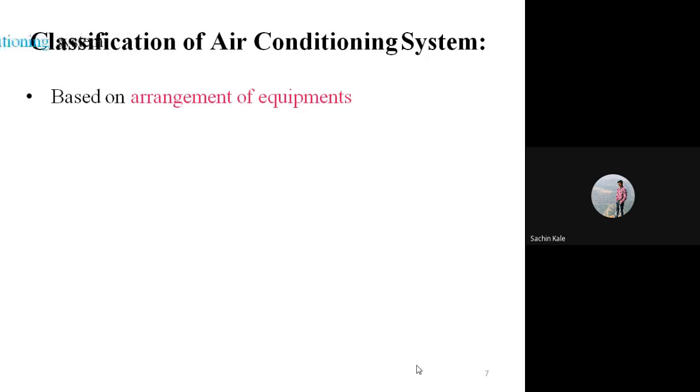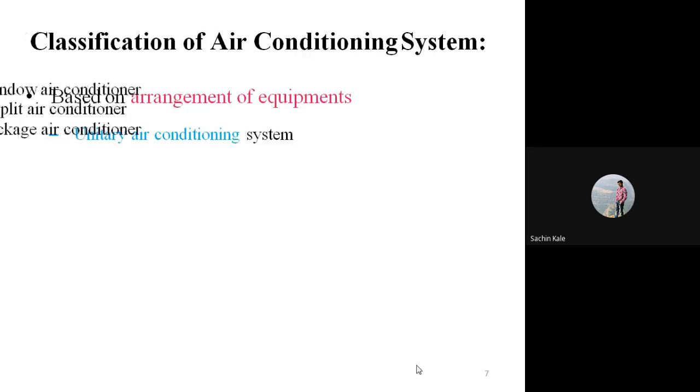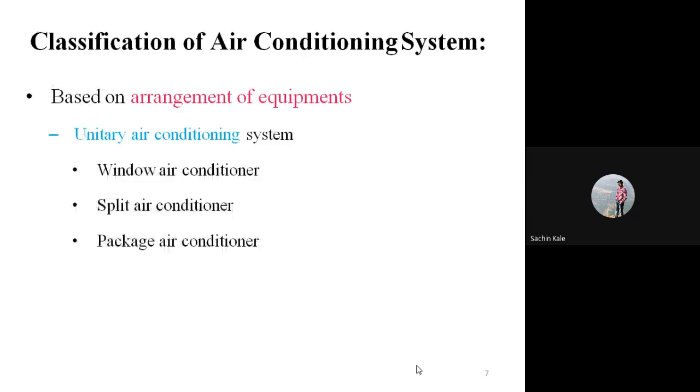The first one will be called a unitary air conditioning system. The second one will be called a central air conditioning system. Unitary air conditioning system will again have three types. The first one is called a window air conditioner, the second one is called a split air conditioner, and the third one is called a package air conditioner.